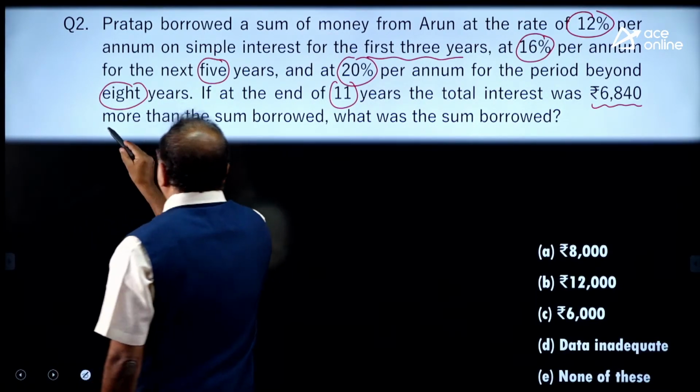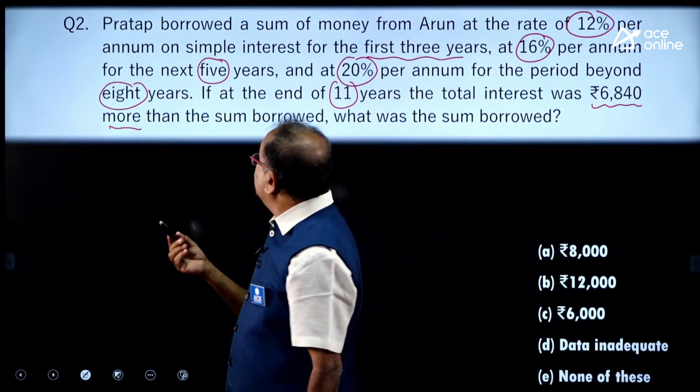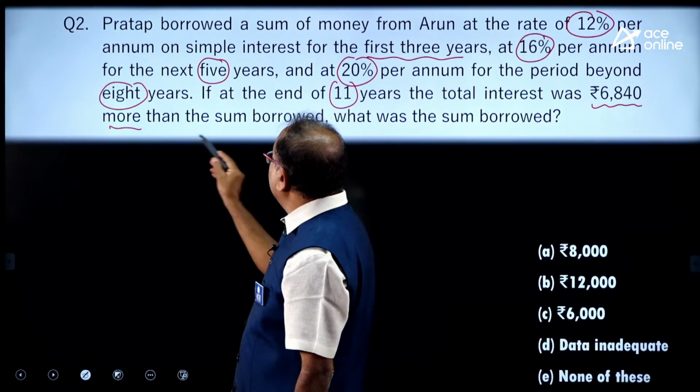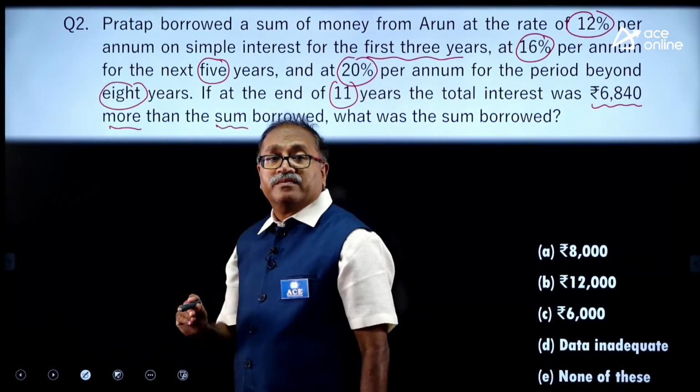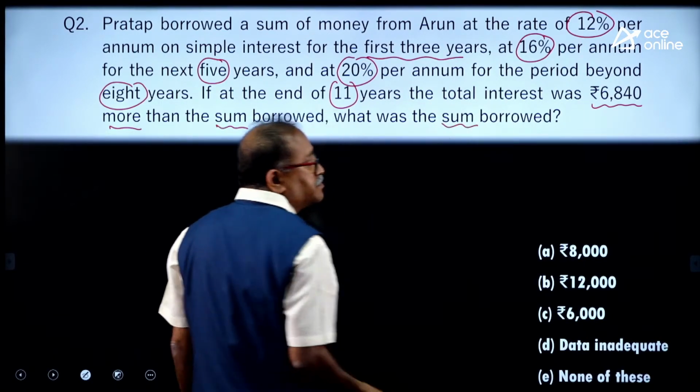look at this one, there is a small twist here, 6,840 more than the sum, then what is the sum borrowed?